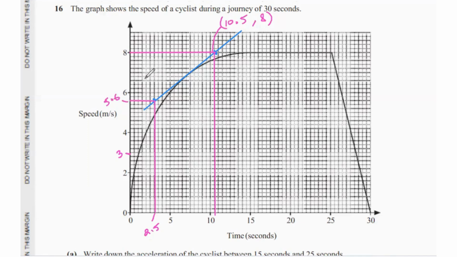Okay, so on the y-axis, the scale is that each small square represents 2 units. And the x-axis, the scale is that each small square represents 0.5. So the coordinates for this point are 2.5 and 5.6. So gradient is going to be 8 minus 5.6 divided by 10.5 minus 2.5. So what I'm getting is 2.4 divided by 8. I'm getting an acceleration of 0.3 meter per second squared. That is my estimate.